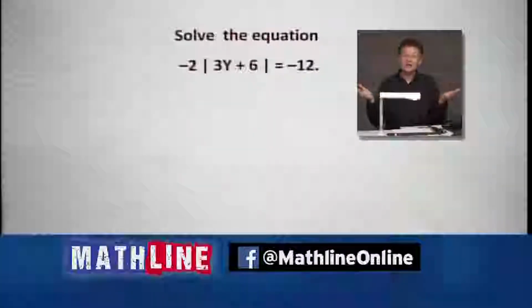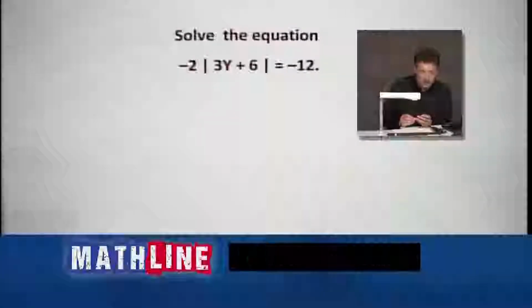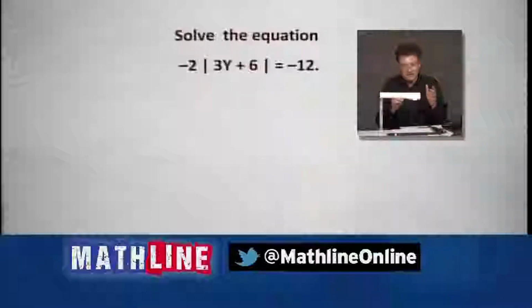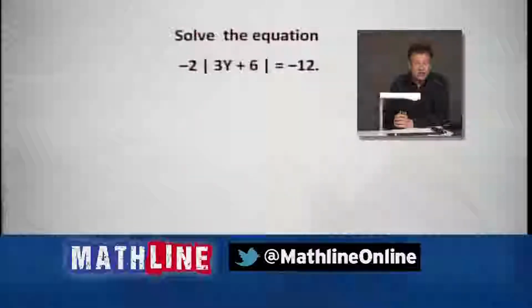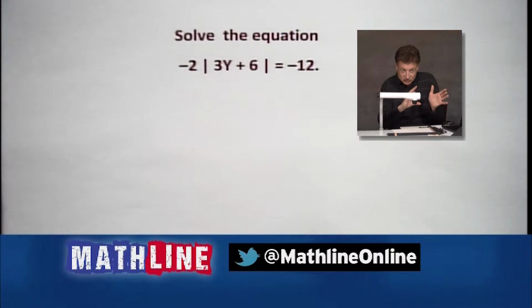An absolute value equation. Now, if it were a function, we would say y equals -2 times the absolute value of 3y plus 6, and we would just say y equals that, and we would graph it. Now, the -12, we would have to figure out somewhere else to put it. But we would take just basically what's on the left-hand side and see what we could work with.